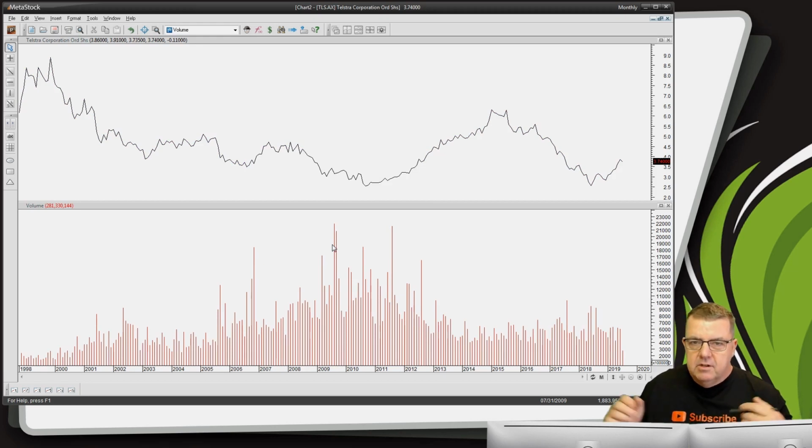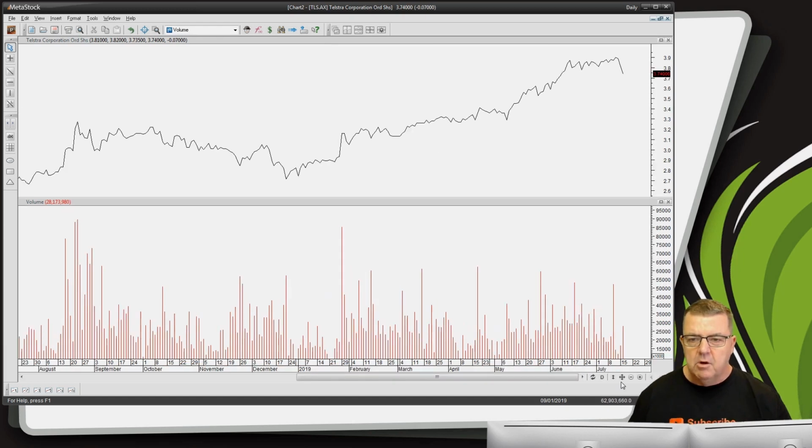Okay, but rather than looking at how many litres of petrol we put in the car each Thursday, what we're looking at here is how many shares changed hands on any particular day. So I'll go back to the daily charts, and I want to know how many shares have traded each day. If I hover my mouse over here, I can see that today, which is the 16th of July 2019, 28,173,980 shares changed hands at this particular price, which is $3.74.